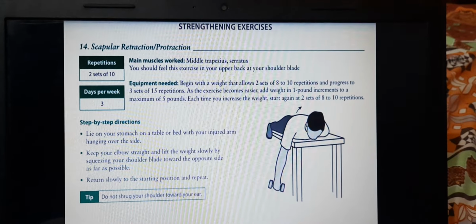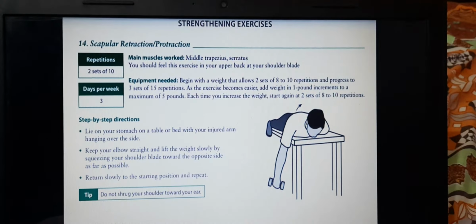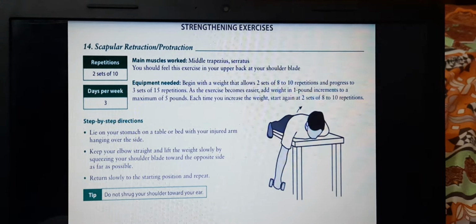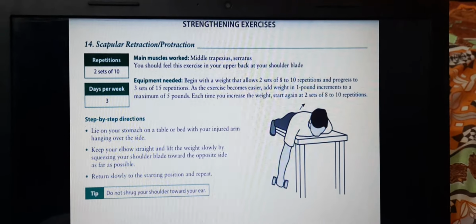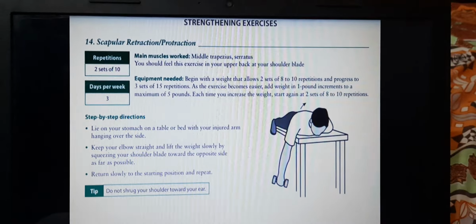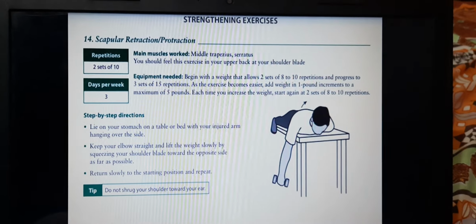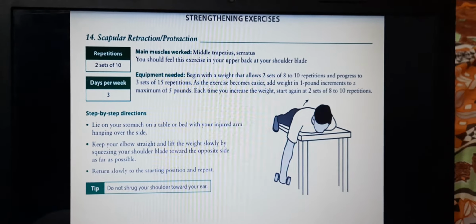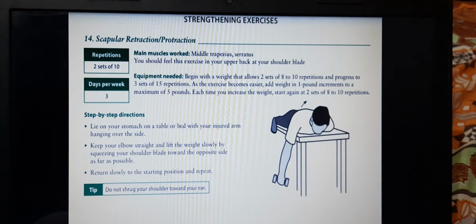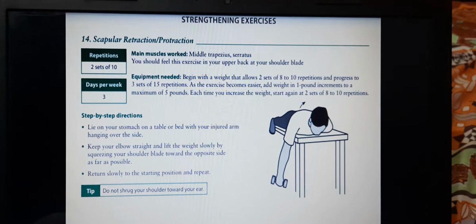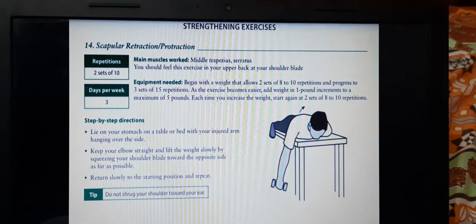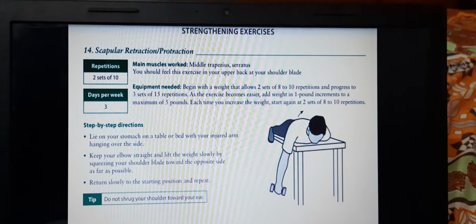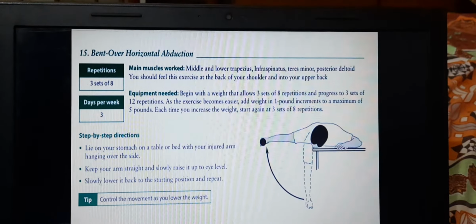Scapular retraction. Repetitions 2 sets of 10, days per week 3. Main muscles worked: middle trapezius, serratus. You should feel this exercise in your upper back at your shoulder blade. Equipment needed: begin with a weight that allows 2 sets of 8 to 10 repetitions and progress to 3 sets of 15 repetitions. As the exercise becomes easier, add weight in 1 pound increments to a maximum of 5 pounds. Each time you increase the weight, start again at 2 sets of 8 to 10 repetitions.